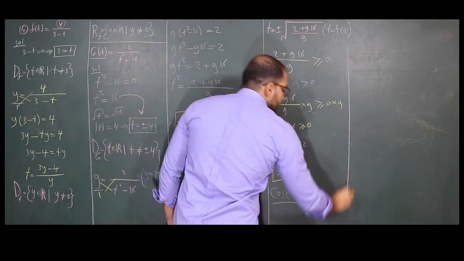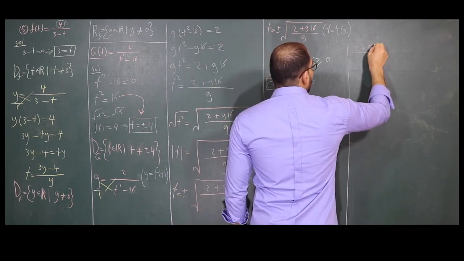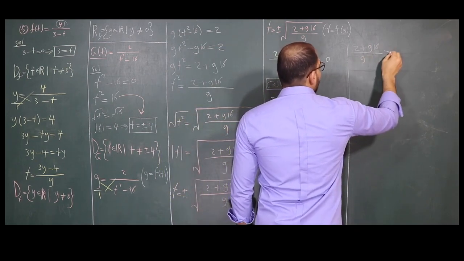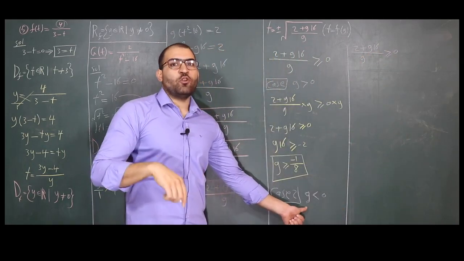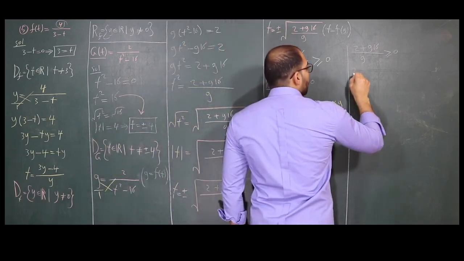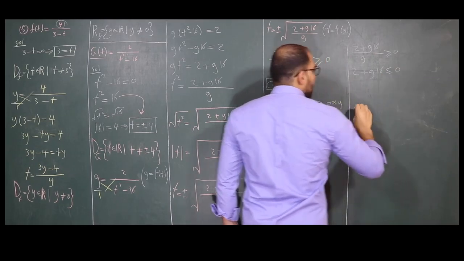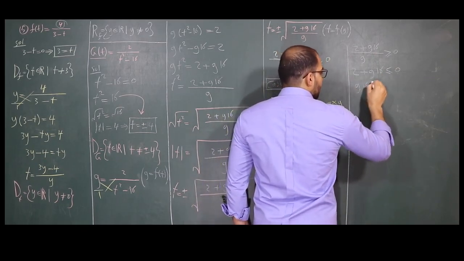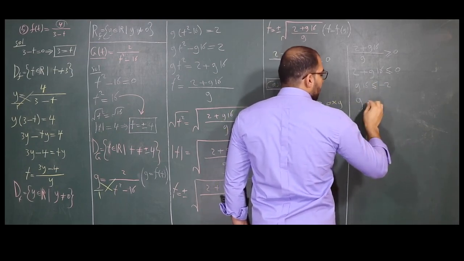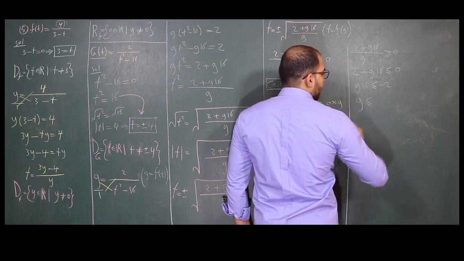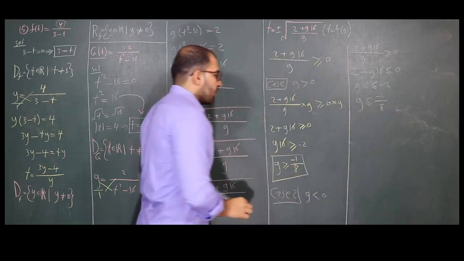When I divide both sides, I have 2 plus 16g divided by g, and I'm going to multiply both sides by g. Since it is negative, the inequality flips, and the result will be 2 plus 16g less than or equal to 0. I will get 16g less than or equal to minus 2, and I'm going to divide, so g will be less than or equal to minus 1 over 8. So now I completed the two cases.